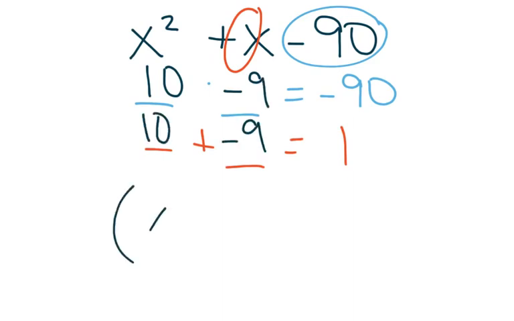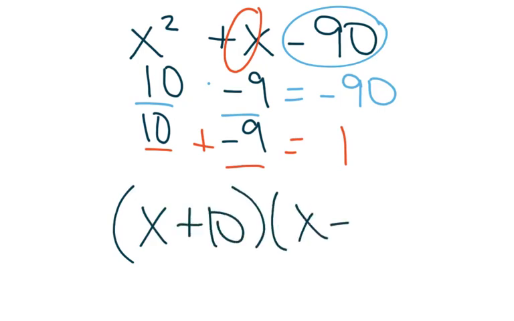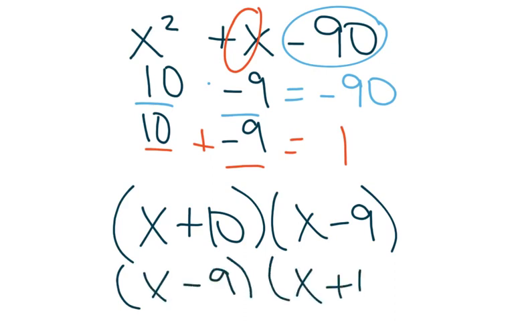Alright, and then my answer is going to be x plus 10 and x minus 9. And if you ever flip those numbers around, that's the same thing. That's the same thing if your answer was an x minus 9 in front and an x plus 10 at the end. So it's really up to you how you write it.